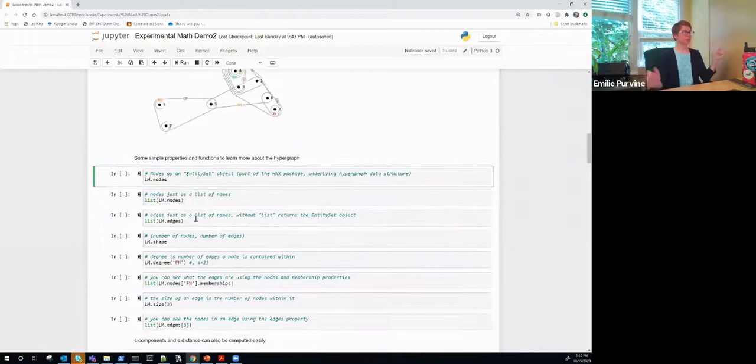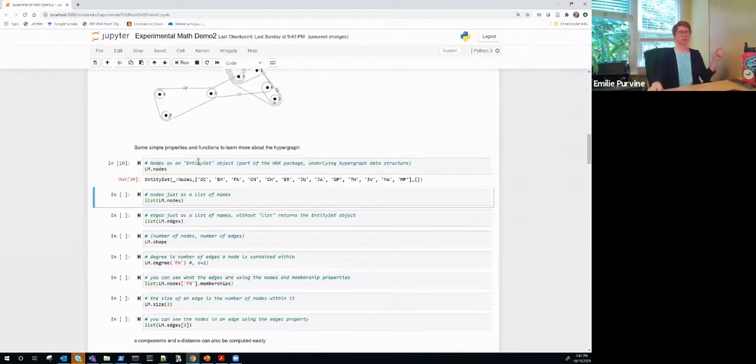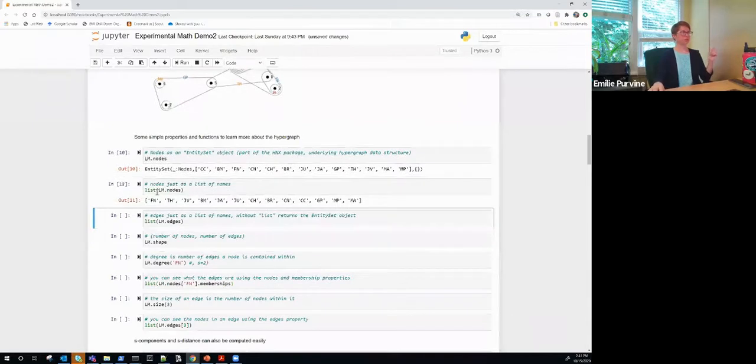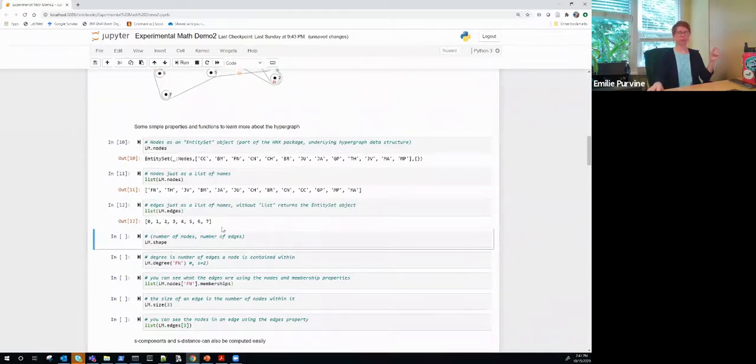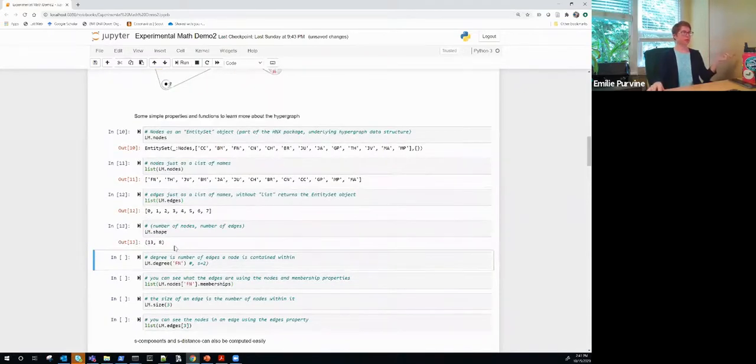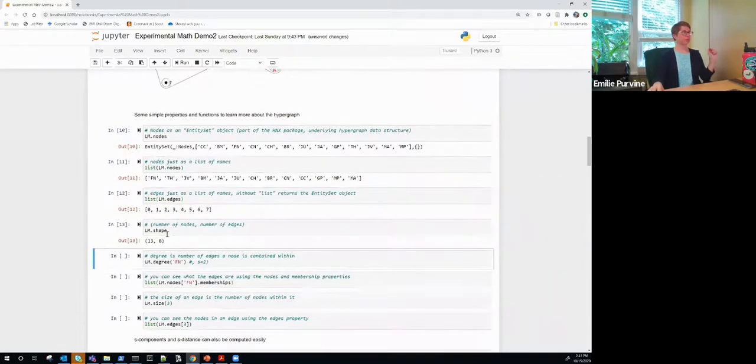Other simple ways to play with hypergraphs in HNX are looking at the nodes. I did this on purpose. This is our custom data structure called an entity set. This is underlying everything in the hypergraph. But if you want to just see the list of nodes, you can cast it as a list. And so this is all the nodes in the hypergraph. Similarly, all of the edges in the hypergraph. Usually edges are more interesting than just numbers. And then the shape will give you the number of vertices and the number of edges.